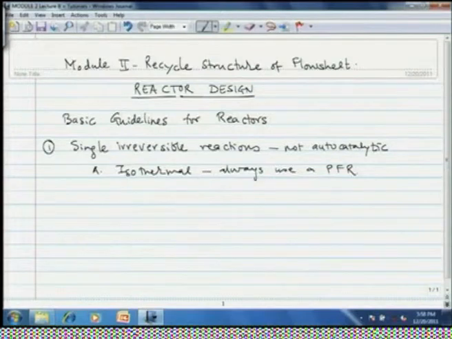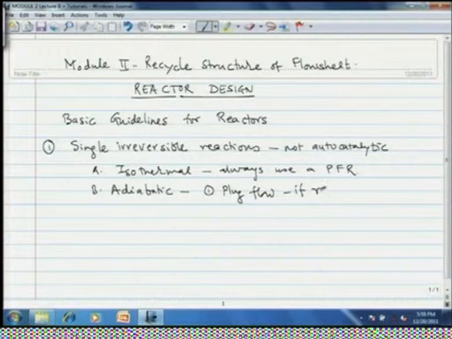If the reaction has significant heat effects, then go for adiabatic mode, okay, with plug flow. If the reaction rate decreases with conversion, that means the amount of heat that is liberated goes down and the reactor heat load goes down.